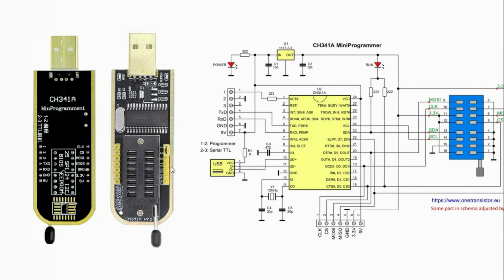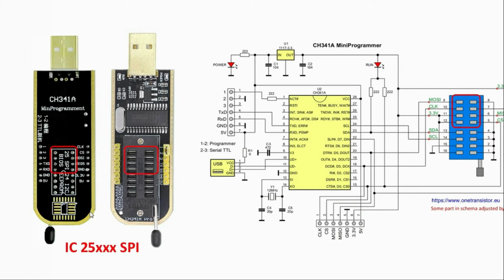Next, this pin is TXD or transmit data. And this pin is RXD or receive data. This is a ground pin. And this is a 5-volt power pin. And for the right header pin, in a row, these are the pins: clock, chip select, MOSI, MISO, ground pin, 3.3 volt pin and 5 volt pin.